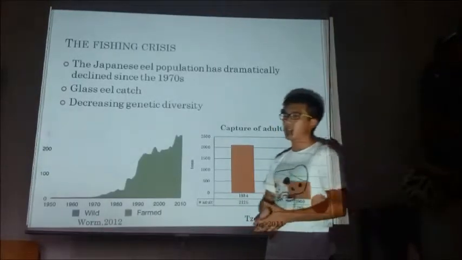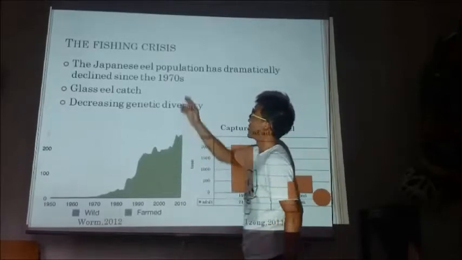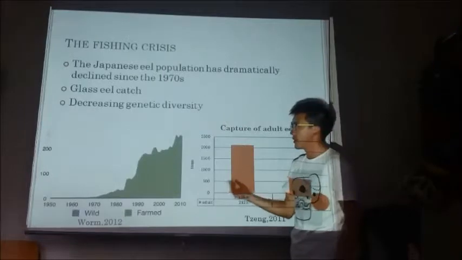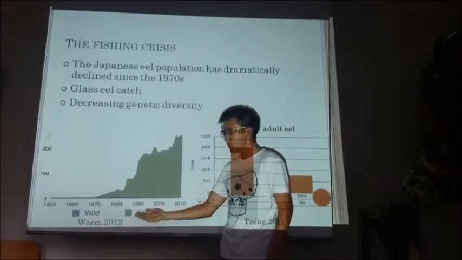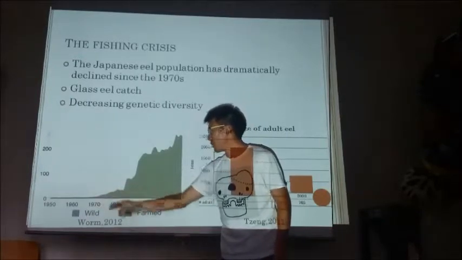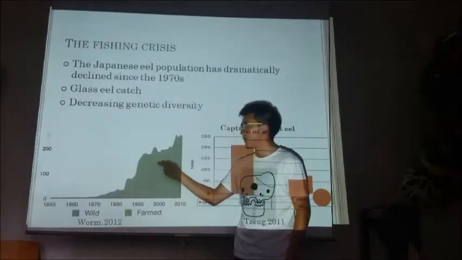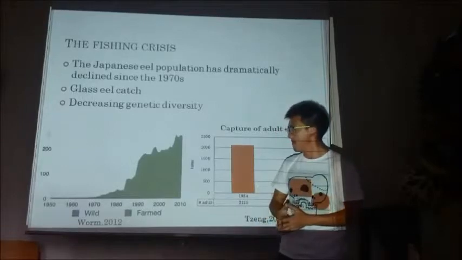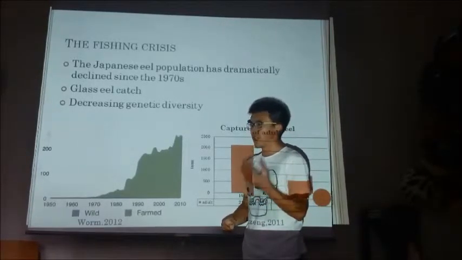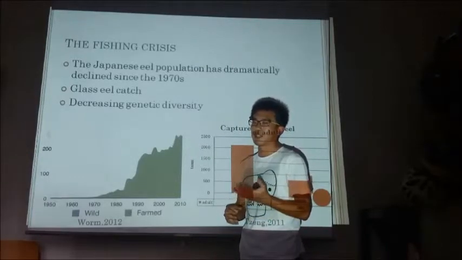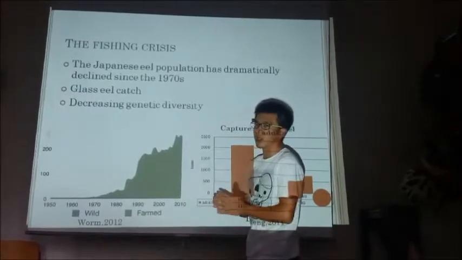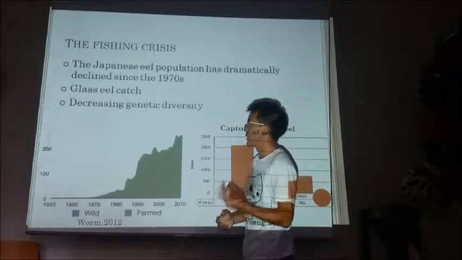Okay, what is the fishing crisis we're facing? The Japanese eel population has dramatically declined since the 1970s. You can see this is the eel population in the whole world. From the 1970s, we began to farm more Japanese eels. With all these eels farmed, we have to take wild eels because we don't know how to hatch them. So with all these caught in the ocean, the population became less and less.